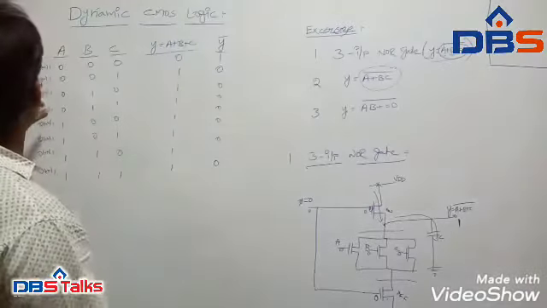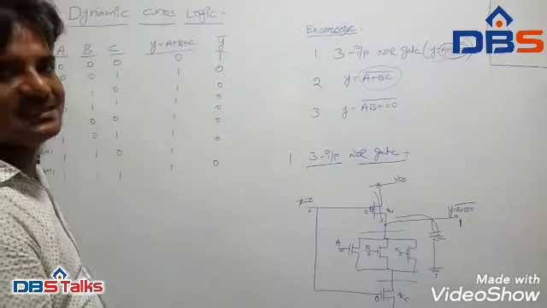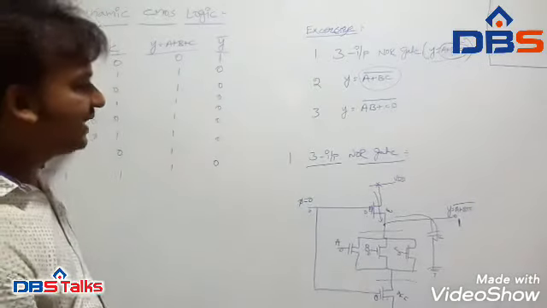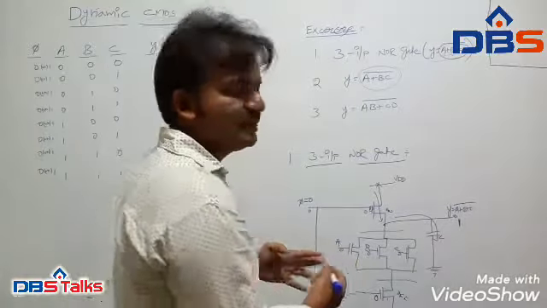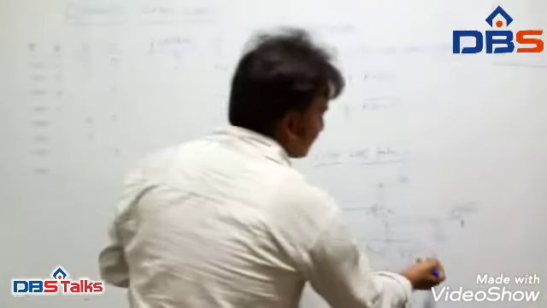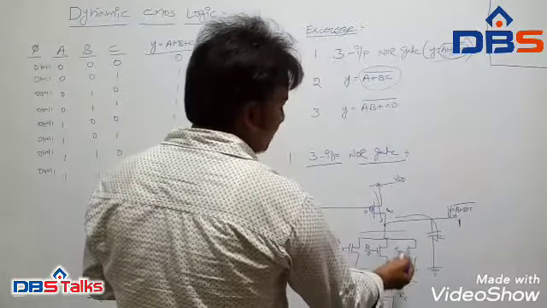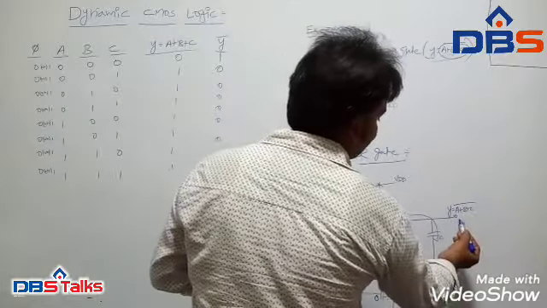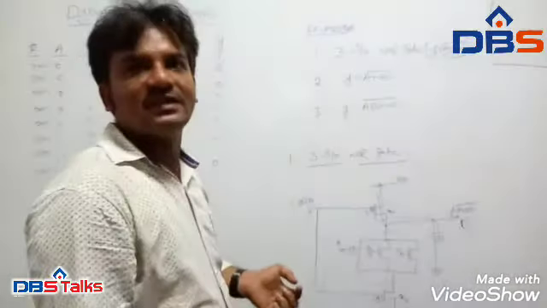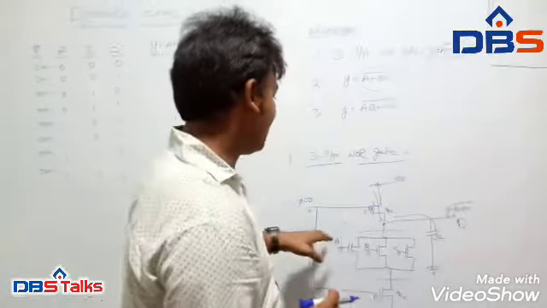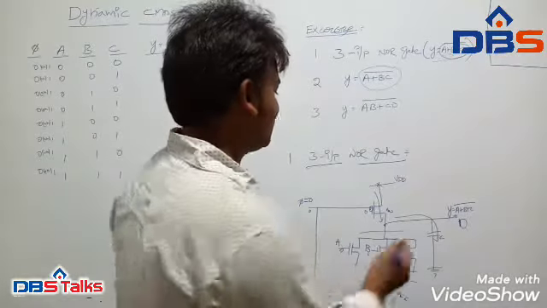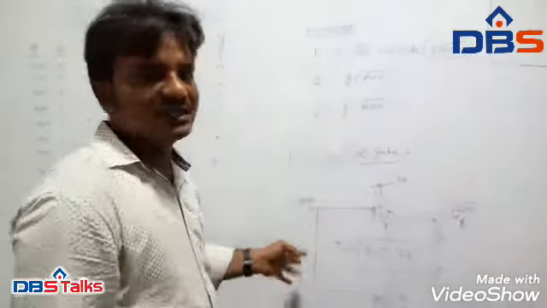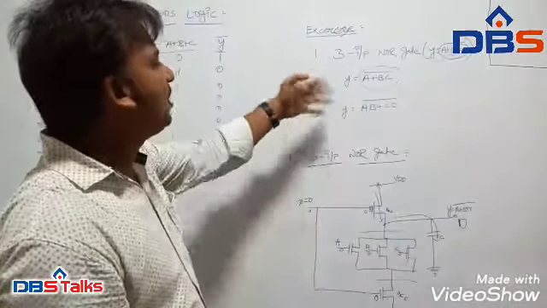If φ changes to 1, then the logic will change. That means the capacitor will discharge through any one of the transistors that is in on condition, and then we can get the output 0. So based on this logic, we can implement any logic functionality.